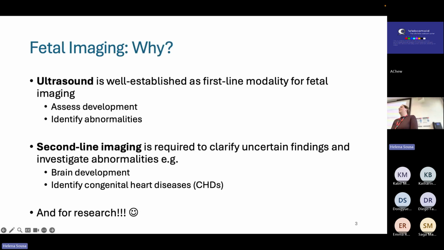So why do we image the fetus? First of all, ultrasound has been well established as the first-line modality for fetal imaging for assessing development and also identifying any potential abnormalities. But second-line imaging is needed to clarify any uncertain findings and investigate any abnormalities further. For example, if looking at the brain's development or identifying congenital heart diseases. And of course, for research.